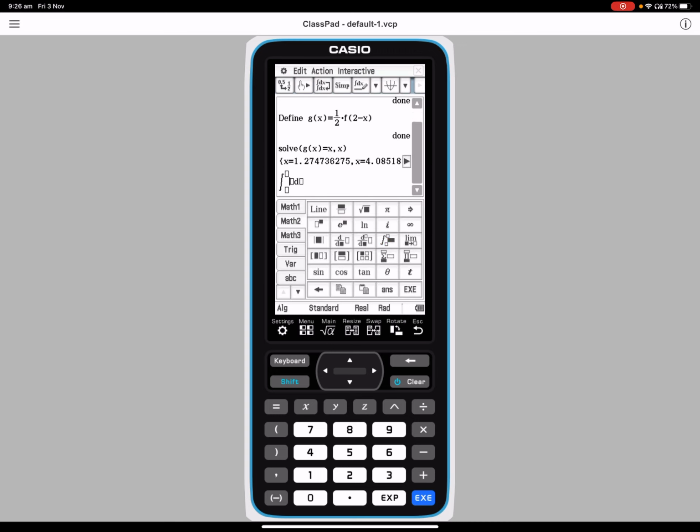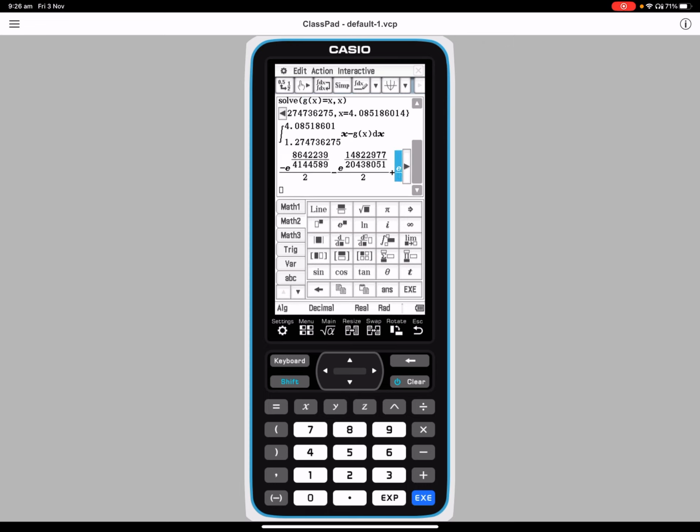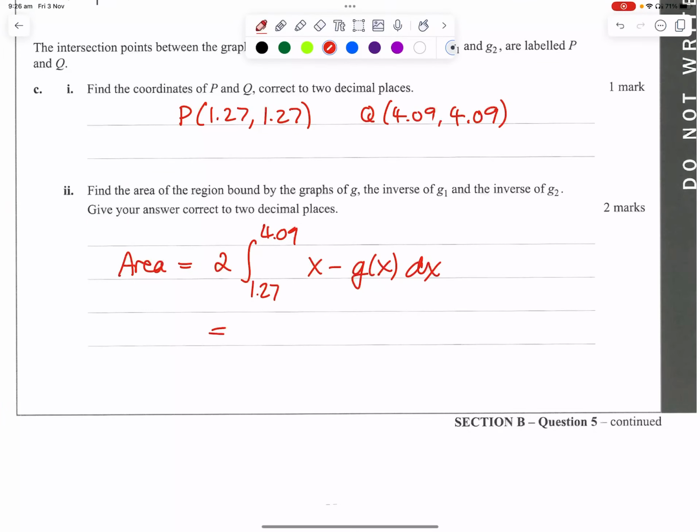So the integral from there, so far this question looks a lot worse than what it actually is. X minus g of x dx. Whoa. 2.78, and then we're going to times it by 2, 5.56.